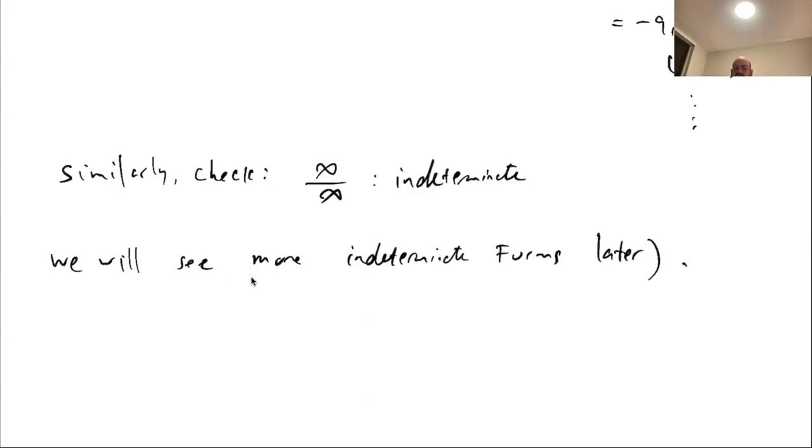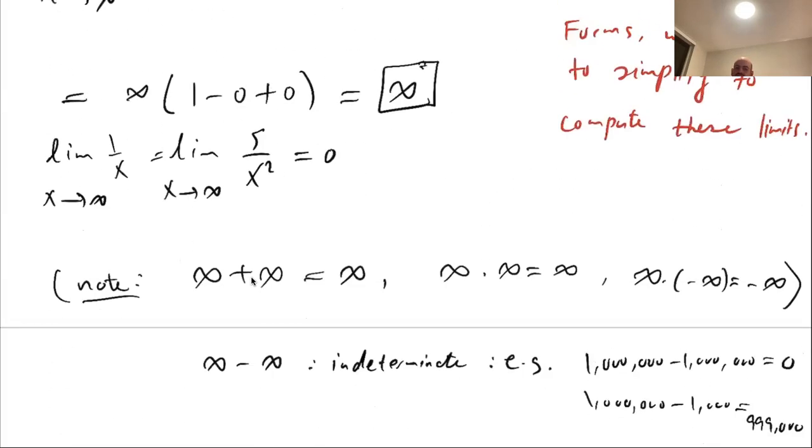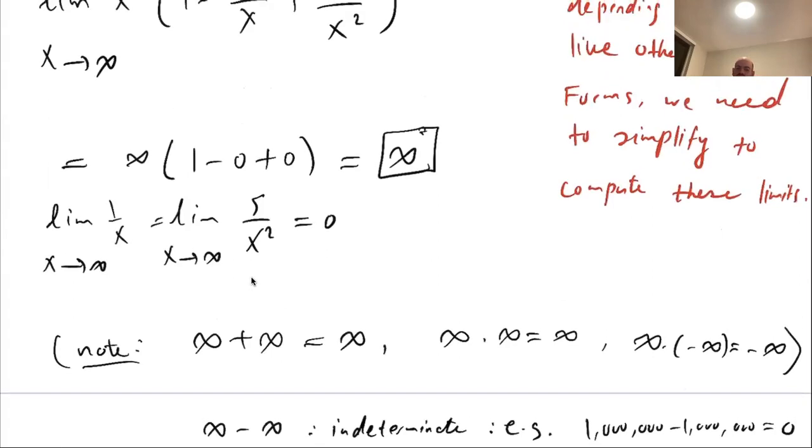So far, the most important indeterminate forms that we have seen are 0 over 0, infinity over infinity, and infinity minus infinity. The other forms, infinity plus infinity, infinity times infinity, and so on, are not indeterminate, and the answer can be computed.